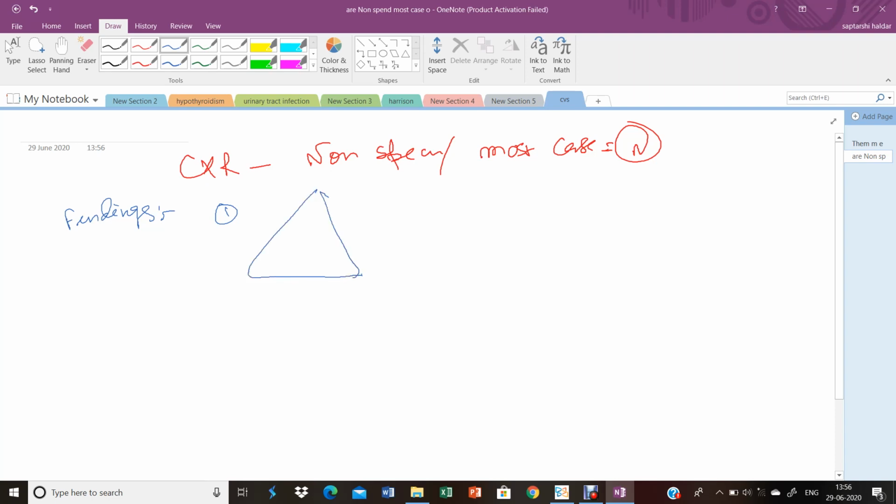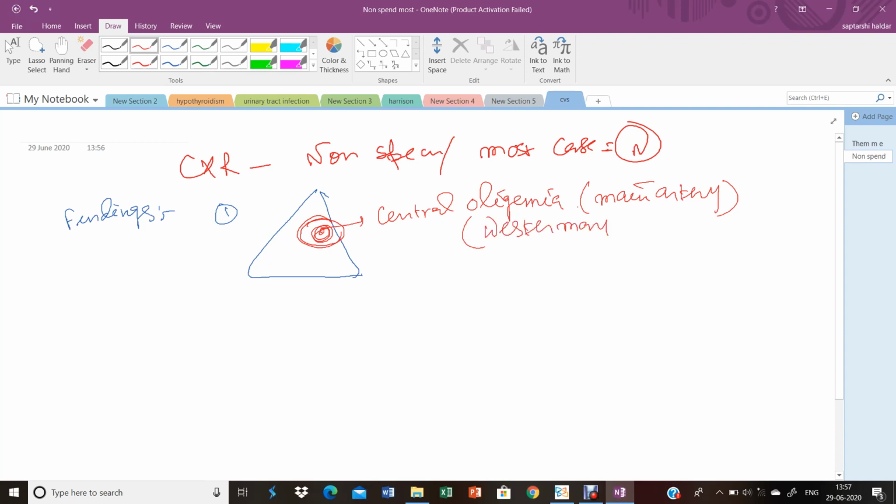Suppose there is a lung. Within this lung there is central oligemia due to obstruction of the main artery. If we find it in the periphery, this sign is called the Westermark sign.